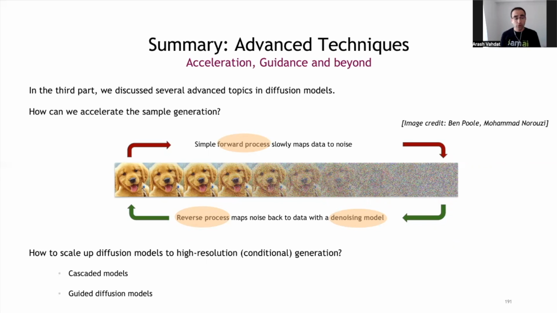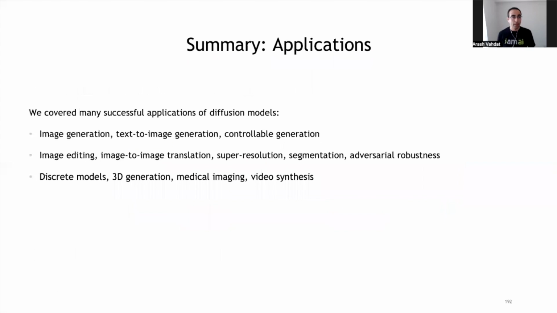Beyond that, she also talked about how we can scale up diffusion models to generate high resolution images in conditional and unconditional settings. Specifically, she talked about cascaded models and guided diffusion models that are heavily used in the current state-of-the-art text-to-image diffusion models such as Imagen or DALL-E 2. After talking about fundamental topics, all three of us talked about various computer vision applications that have been recently proposed, and mostly applications that rely on diffusion models at their core.